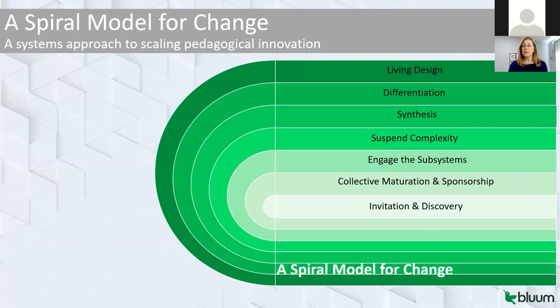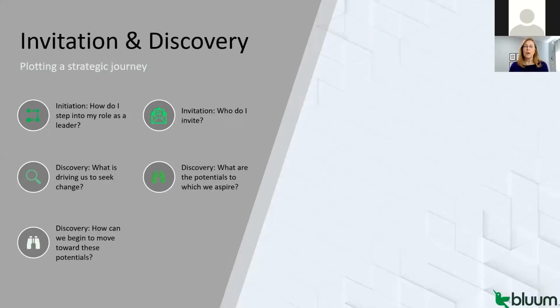So again, this is the spiral model for change I referenced earlier. And today we'll be building on the first two areas that we investigated. We started with invitation and discovery in terms of plotting a strategic journey. And we looked at ourselves and how we step into our role as leaders. And then really identifying the characteristics of who we want to invite, the teachers that we want to invite as a part of the process.